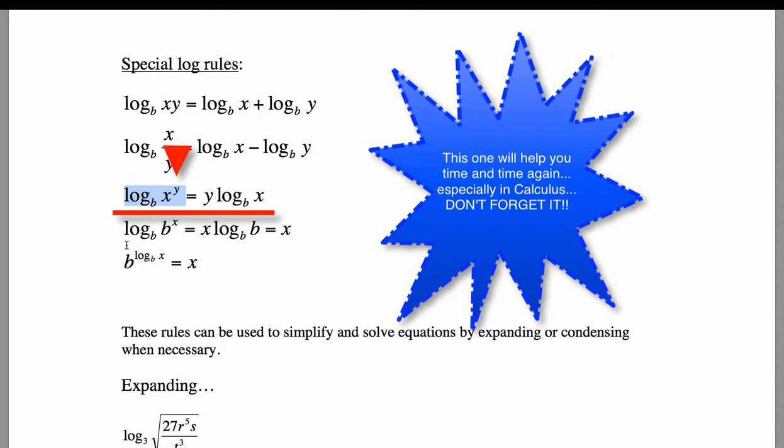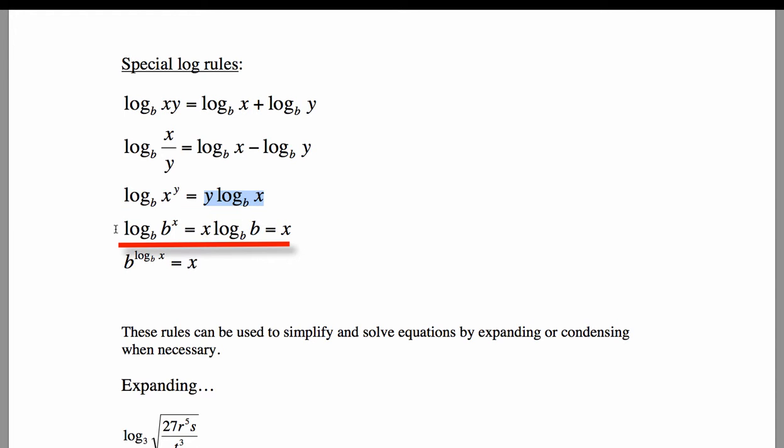All right, another property you should know is if you have an exponent like that, you can bring it down as a coefficient. Very handy. It'll help you in calculus. Learn it now. If the argument, that little base, and the argument are the same, it'll equal that exponent. What happens is you first use this rule, bring down the exponent to get this step right there, and then log base b of b cancels out.